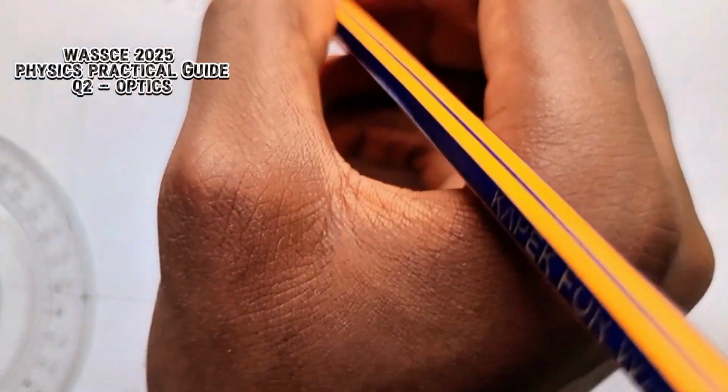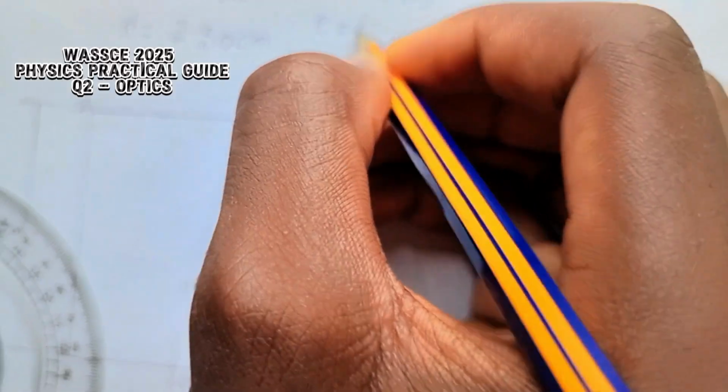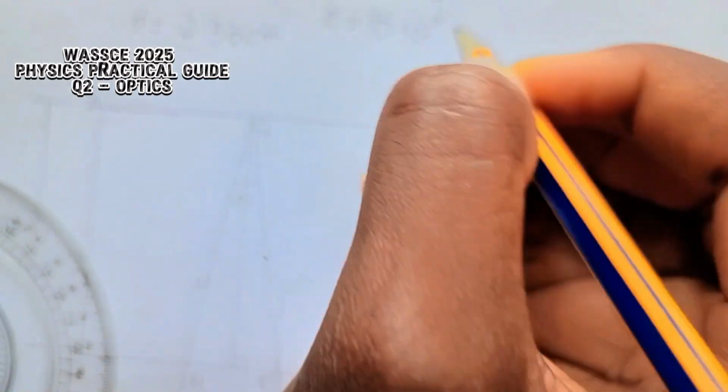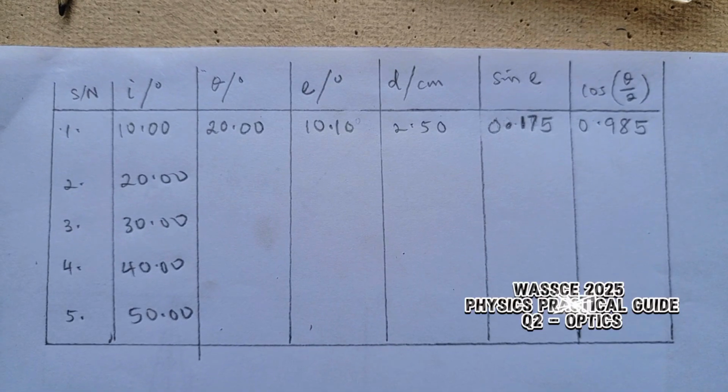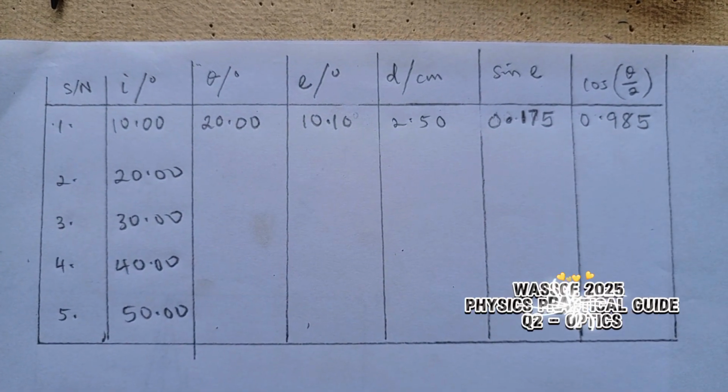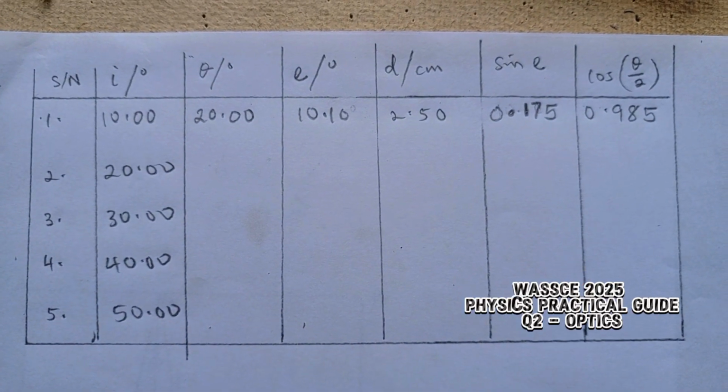Repeat the procedure for I equals 20 degrees, 30 degrees, 40 degrees, and 50 degrees. Tabulate your readings and plot the graph of M on the vertical axis and N on the horizontal axis.